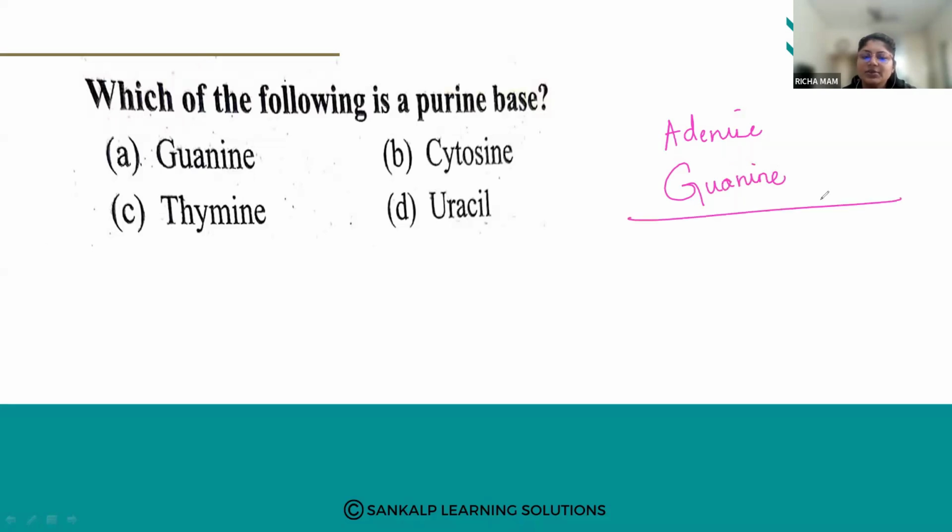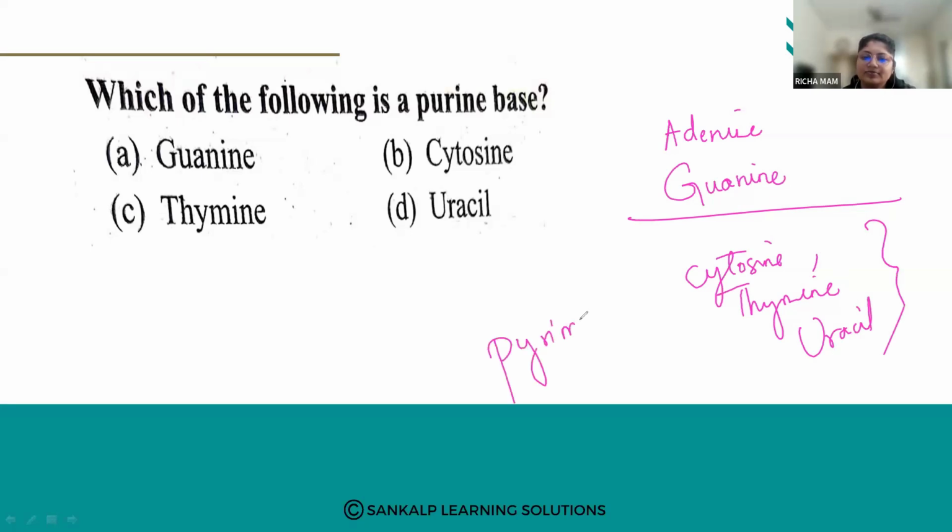And which are the pyrimidine bases? Pyrimidine bases are cytosine, thymine and uracil. So the other three are the pyrimidine bases. So which is our purine base? It is guanine. Option A.